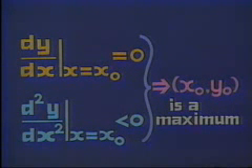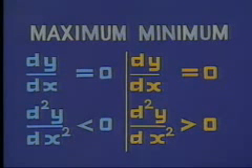Similarly, we get this set of conditions for a maximum point. dy by dx at x equal to x0 is equal to 0, and d2y by dx square at x equal to x0 is less than 0 imply that x0 y0 is a maximum. So to find maxima or minima, we first find the points at which the first derivative is 0 and then check the sign of the second derivative at those points.